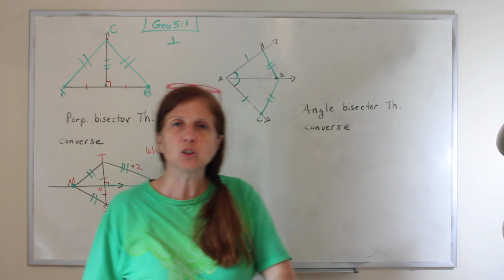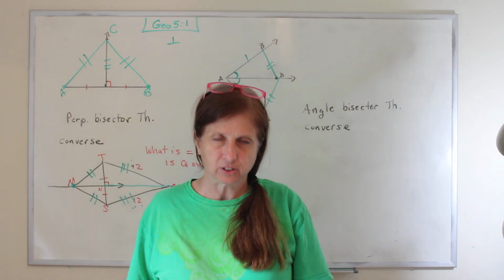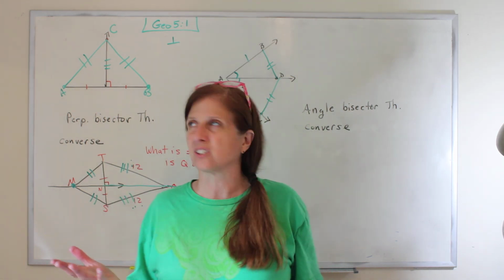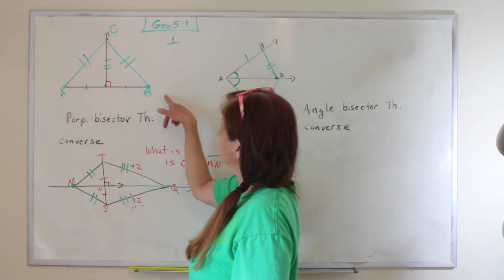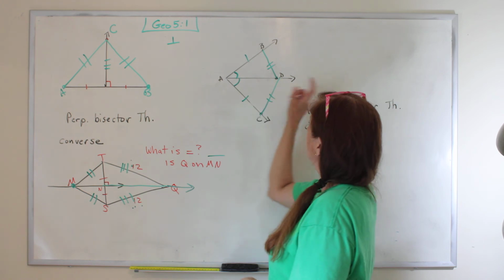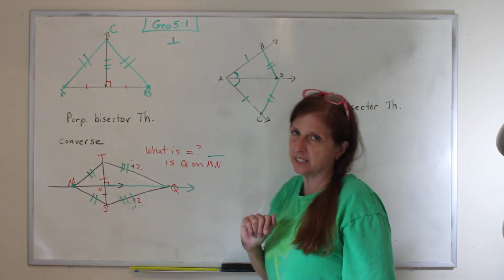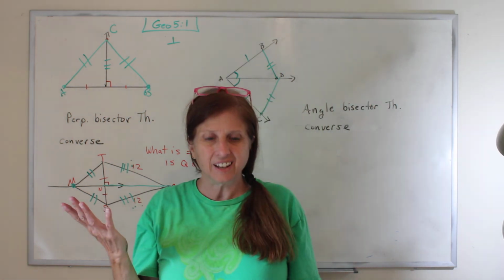So read those in your book, study the examples, make sure you understand them. But it's just logical. If this thing is cut in half, then this point would be equidistant from it. If this thing is cut in half, that point would be equidistant from the sides. It's just kind of logical, right?